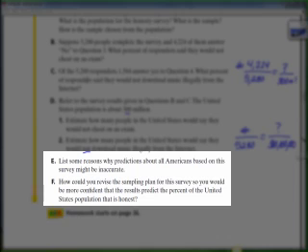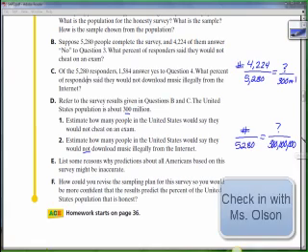F says, how could you revise the sampling plan for this survey so that you would be more confident in the results, that the results predict the percent of United States population that is honest? So how could we reach everybody else? What would be a better method for taking this survey or asking this survey?